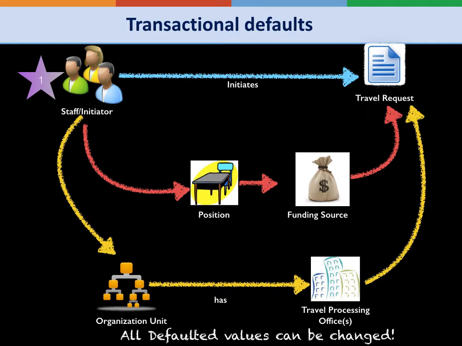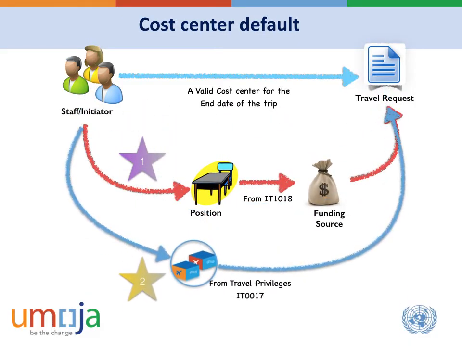Before going into the next step, let's understand more about the defaulting of the cost center. The cost center default happens in two steps. A valid cost center is determined by the travel request end date. If the traveler enters a travel request from a start date to an end date, the system takes the end date and finds the funding source from info type 1018 of the position of the staff member and determines if he or she has a valid cost center. If not, it goes to info type 17 for the staff member to determine the cost center.